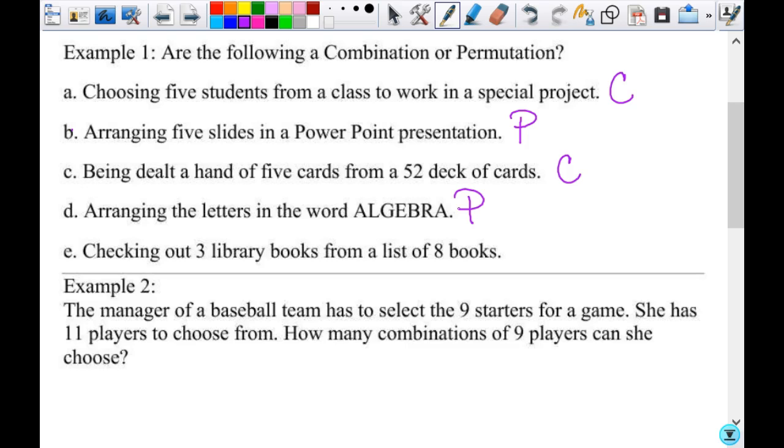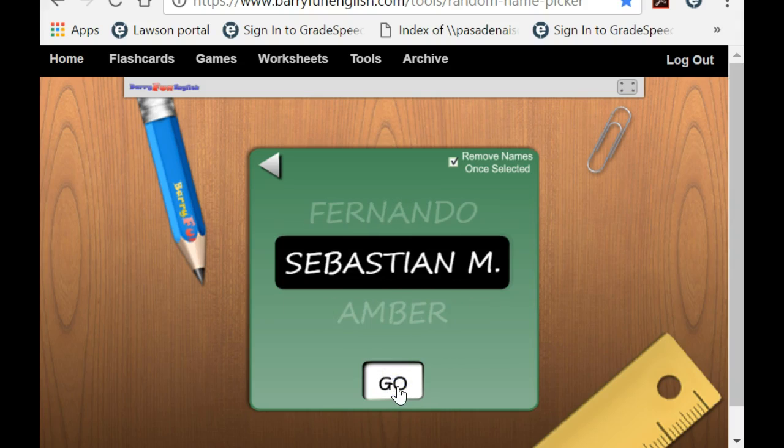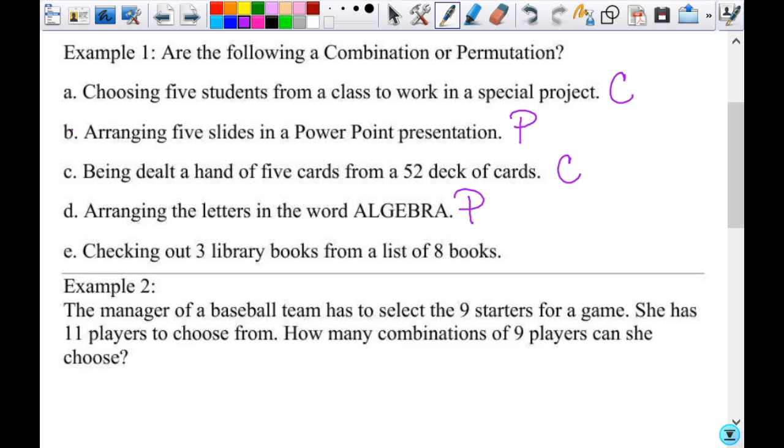All right. And then checking out 3 library books from a list of 8. Sebastian. Combination. Y'all agree with that? Yes. We're not like picking winners of a book contest or anything. All right, so everybody okay with that? That's just deciding which one it is, and then we'll go from there on what to do. Any questions? All right.